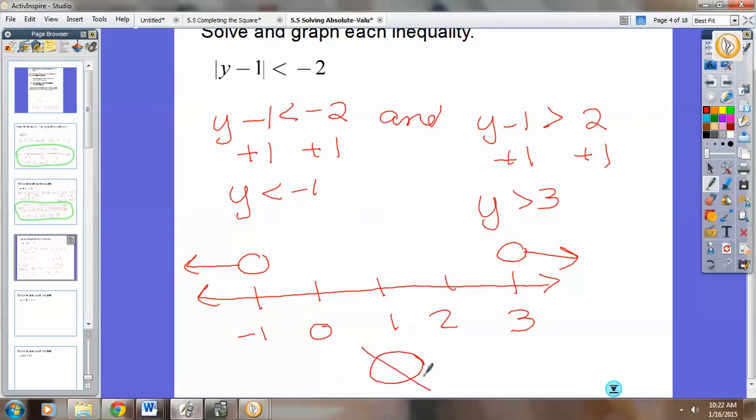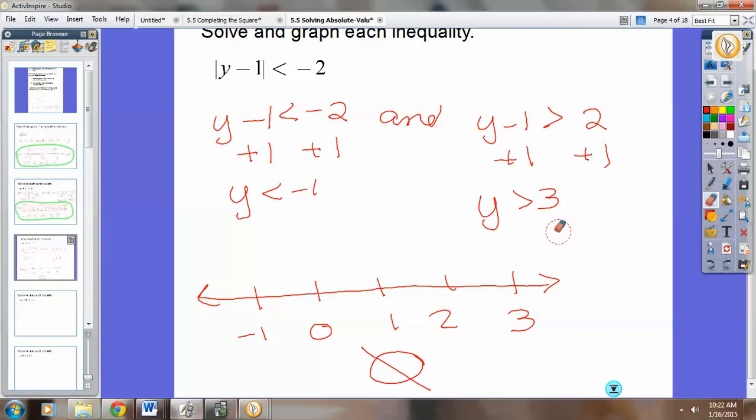Now, this graph would not work for me. This graph says that your solutions are less than -1 and greater than 3. That's not true, is it? No, there are no numbers that are less than -1 and greater than 3. You need to erase the lines that you drew. So no one got it right.